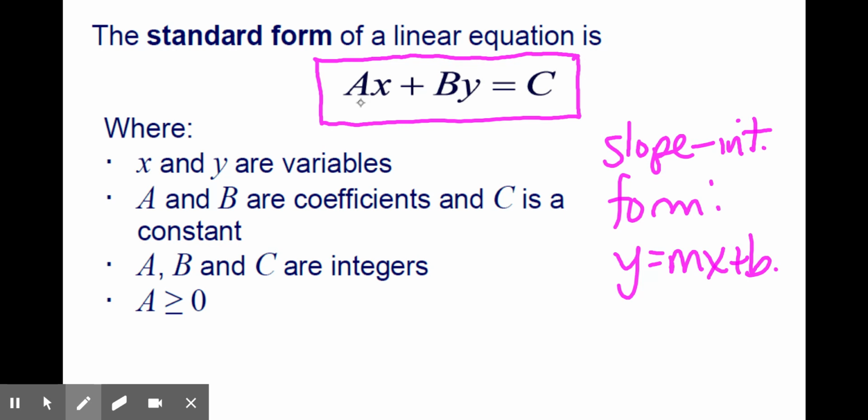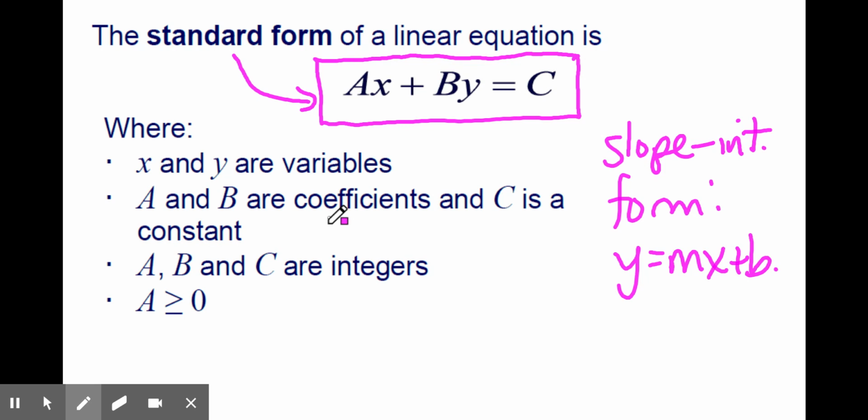Okay, so we're going to talk about putting things in standard form later on in this chapter. For right now, you just need to recognize standard form as looking like this. X and y are on the same side. There's a number on the other side. All right, so that's standard form.